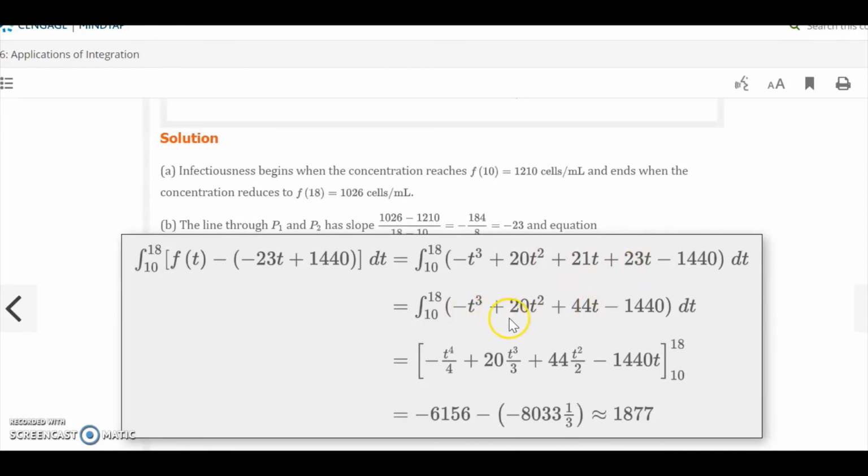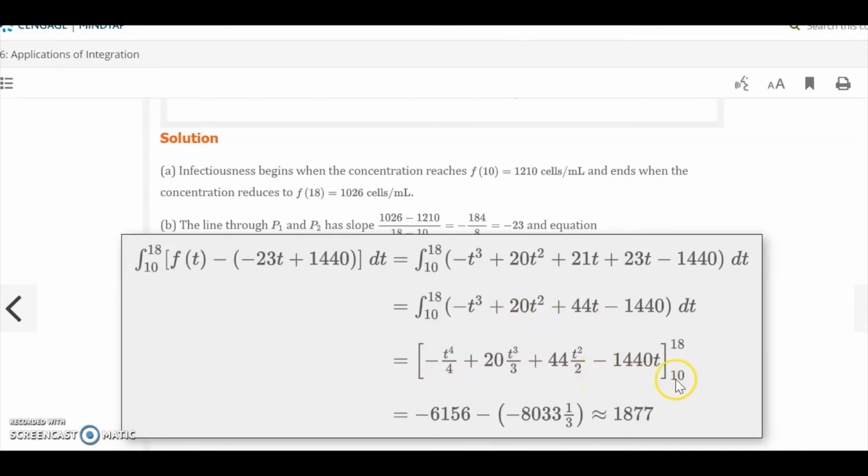And then this is pretty easy to integrate because we only have plus and minus in between. So we can integrate each part by adding 1 to the exponent and dividing by that power. So that's how they got from this step up here to this step down here.